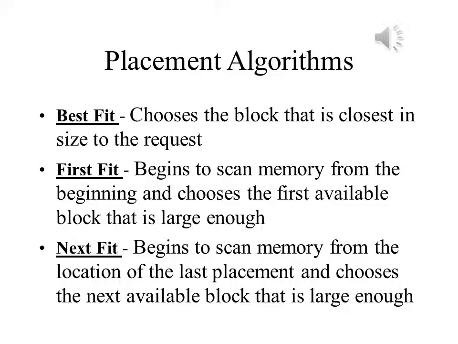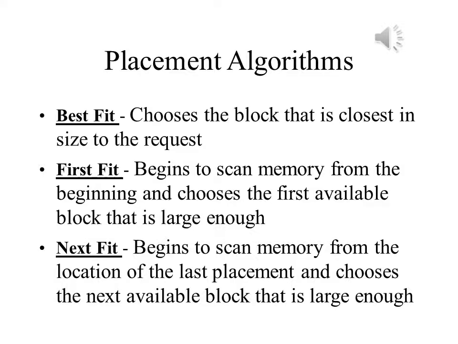When it is time to load or swap a process into main memory, and if there is more than one free block of memory of sufficient size, then the operating system must decide which free block to allocate. Three placement algorithms that might be considered are best fit, first fit, and next fit. All, of course, are limited to choosing among free blocks of main memory that are equal to or larger than the process to be brought in. Best fit chooses the block that is closest in size to the request. First fit begins to scan memory from the beginning and chooses the first available block that is large enough. Next fit begins to scan memory from the location of the last placement and chooses the next available block that is large enough.